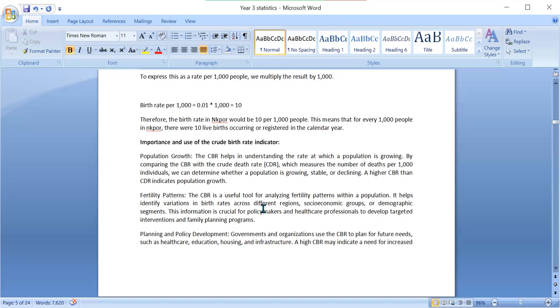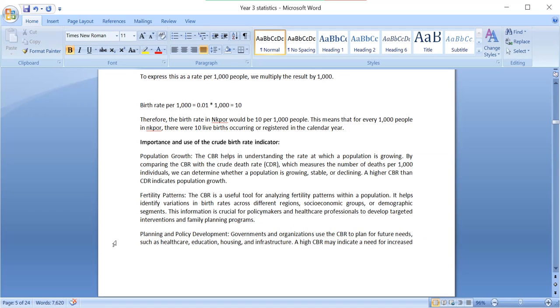The CBR is a useful tool for analyzing fertility pattern within the population. It helps to identify variations in birth rates across different regions, socioeconomic groups, or demographic segments. This information is crucial for policymakers and healthcare professionals to develop targeted interventions and family planning programs. So you can use it to know, okay, this population is growing too much, we need to regulate the population.